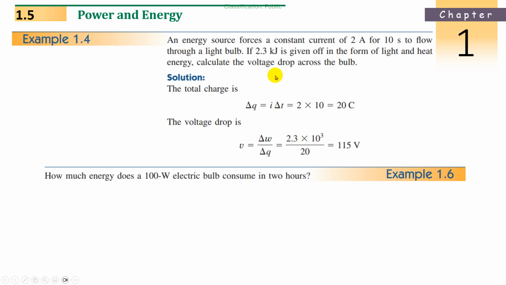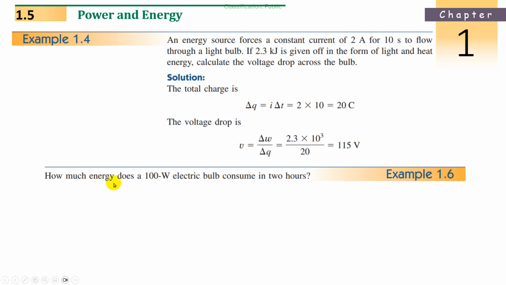So what is delta W? Already given, 2.3 kilojoule. That is energy. 2.3 into 10 power 3. What is the total charge? 20. So just divide: 115 is the potential difference required to get 2 ampere current, and for 10 seconds it will give the energy 2.3 kilojoules.